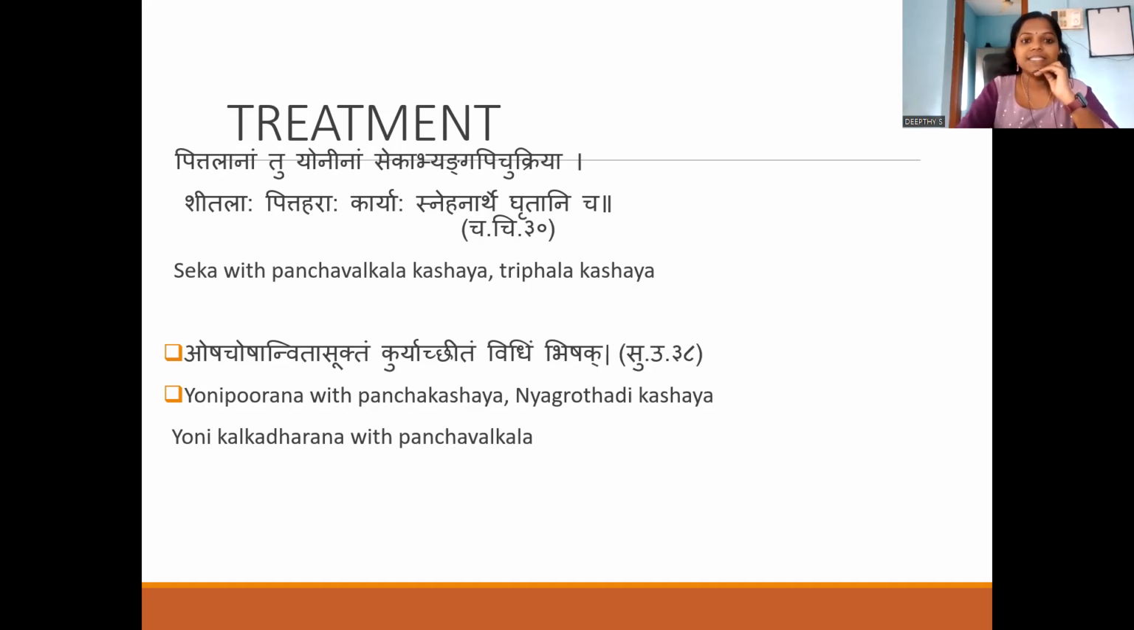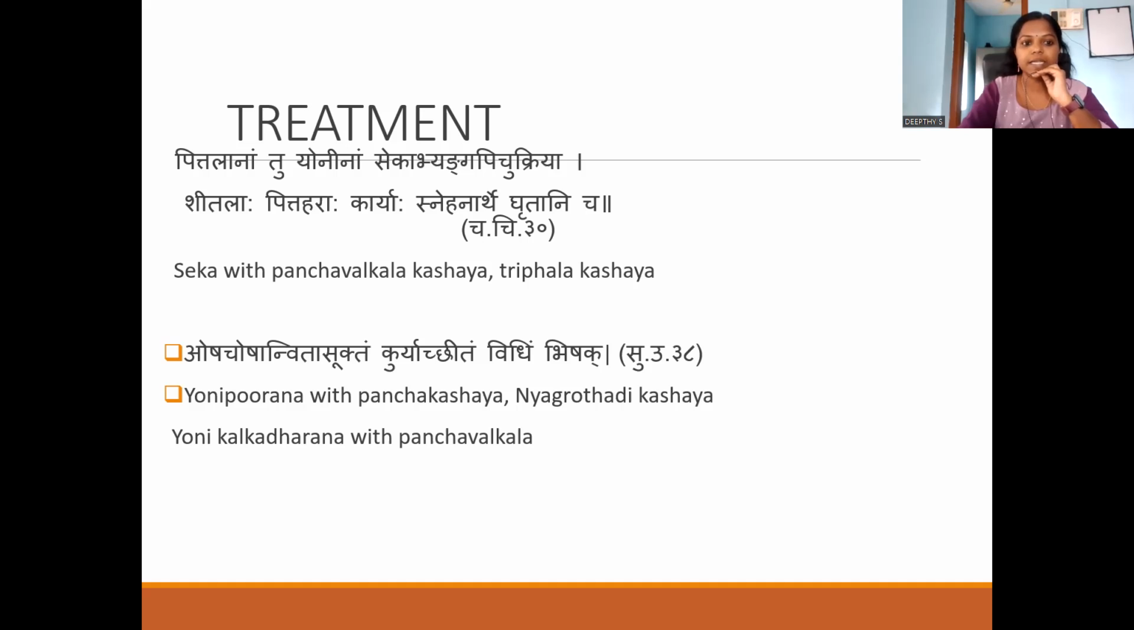Pittalana tu yonina sega apyanga pijukriya shitala pittahara karya snehanartha kridanisha. The Pittahara treatment should be done in Paithiki. Sega, Abhyanga, and Pijukriya can be done. And Shitala Dravya should be used. For Snehana, Krida should be used.